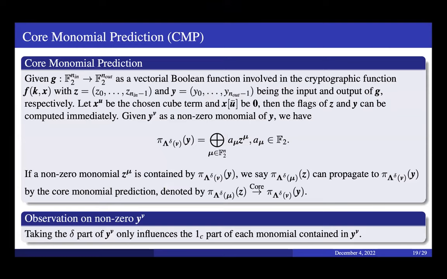To address the bottleneck of MBDP, we propose a technique called co-monomial prediction. Now consider a vectorial Boolean function g involved in the cryptographic function f, with x and y being the input and output of g. Once the cube term is chosen and the non-cube variables are set to zero, the flags of x and y can be calculated immediately. Next, we consider the monomial y^v. We express the delta part of y^v as a polynomial of x. If a non-zero monomial x^mu appears in this polynomial, we say the delta part of x^mu can propagate to the delta part of y^v by the co-monomial prediction. And we denote this by an arrow. As you can see, the co-monomial prediction only captures the propagation of the delta part of each non-zero monomial.